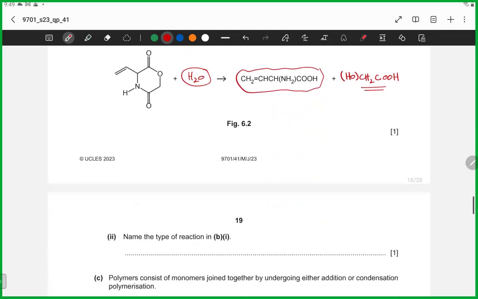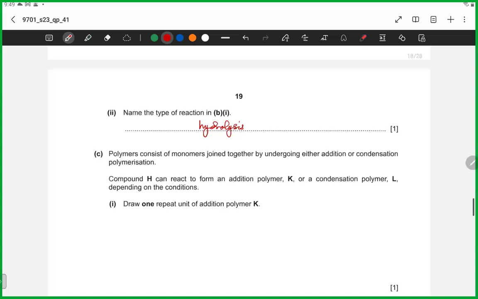Name the type of reaction. That's obviously hydrolysis. Polymers consist of monomers joined together by undergoing addition or condensation. Polymers can react to form an addition polymer or a condensation polymer. Draw one repeat unit of addition polymer K.